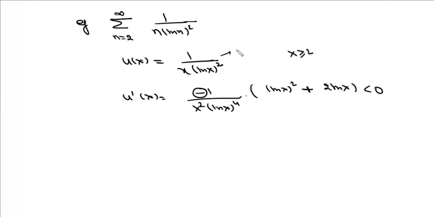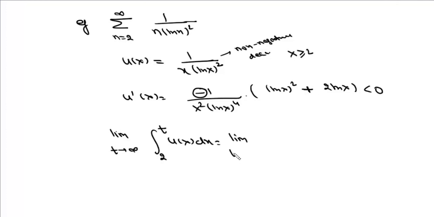So this function is a non-negative, decreasing function and integrable. So to test for the convergence of this series, we'll use this integral, this limit t tends to infinite, 2 to t u(x) dx, which is this limit t tends to infinite from 2 to t. Now u(x) is 1 upon x (log x) whole square into dx.